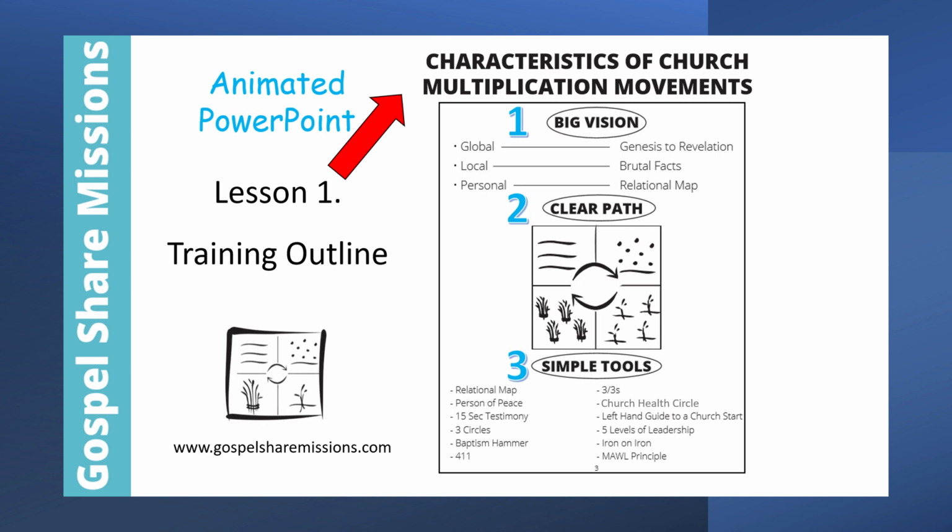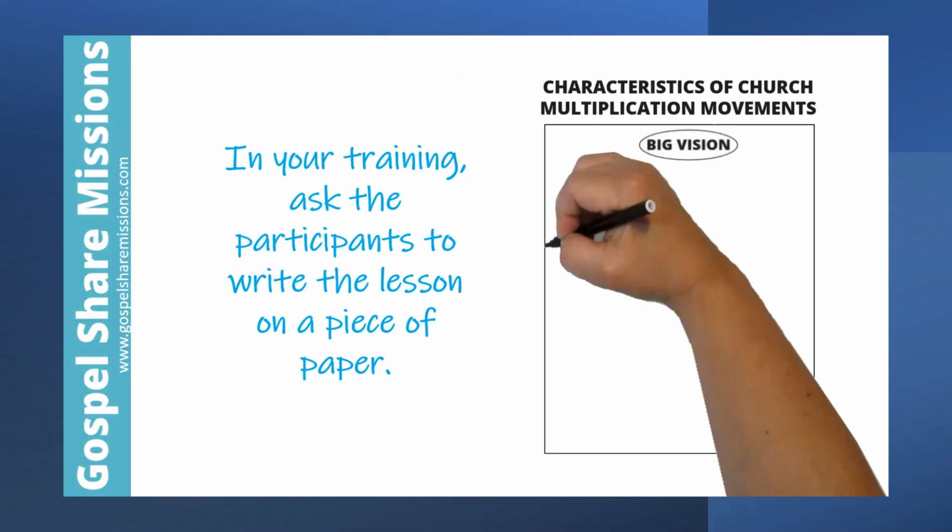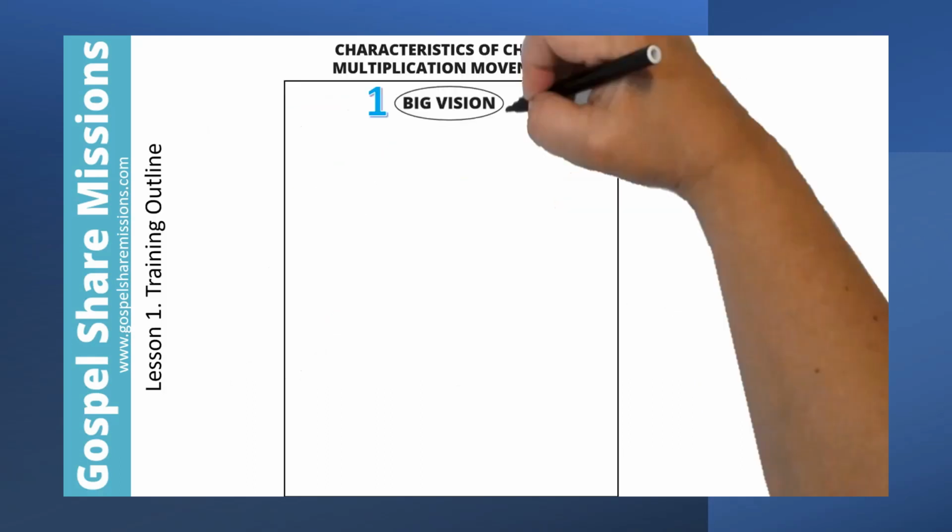When you train others, tell them that a church that grows and multiplies has a big vision, God-size vision. It also has a clear path to follow, and it also has simple tools. So when you train others, ask your participants to write the lesson on a piece of paper or on page 3 of the notes and drawings document. Tell your participants to write down number 1, big vision.